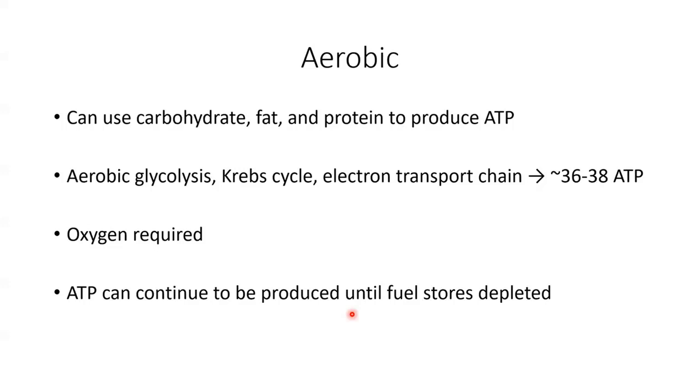Now, the aerobic system produces ATP from a variety of fuel stores. So it can use carbohydrate, it can use fat, and it can use protein to produce ATP, although it will preferentially first use carbohydrate and then fat. Oxygen is required for this system, hence the term aerobic, referring to the fact that oxygen is required. And we produce approximately 36 to 38 ATP molecules from the breakdown of one glucose molecule using this system.